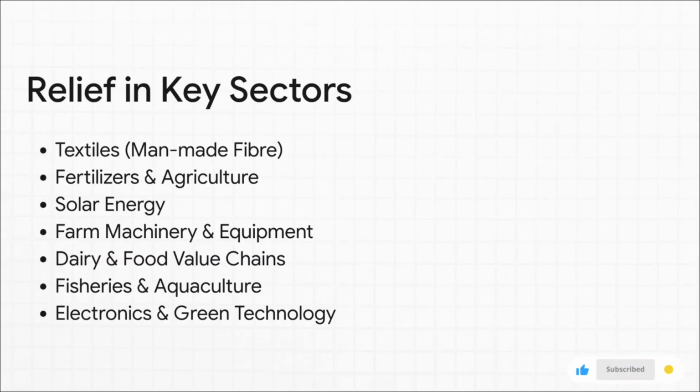Now, for your exams, this is a list you'll want to remember. A good way to do it is to group them together. So think about everything related to farmers and food. We've got fertilizers, farm machinery, dairy, and fisheries. Then you've got your core manufacturing and tech sectors, textiles, solar, and electronics. Grouping them like that makes it way easier to recall under pressure.